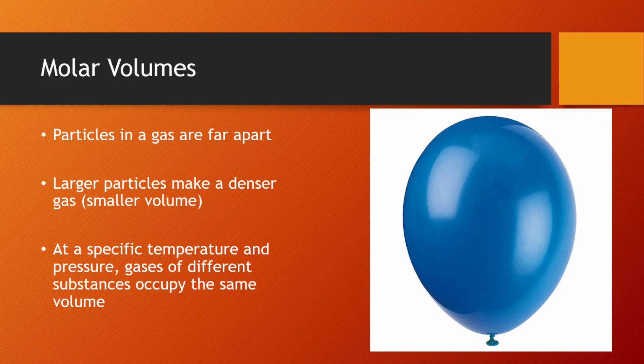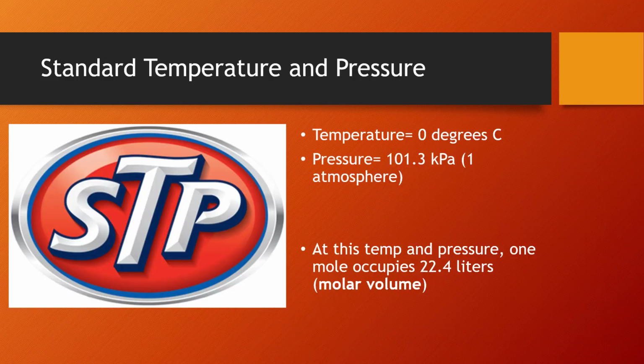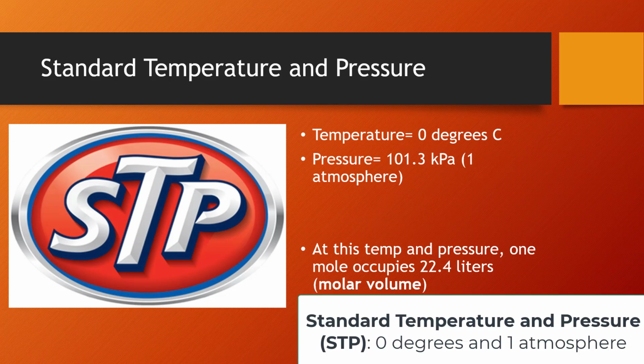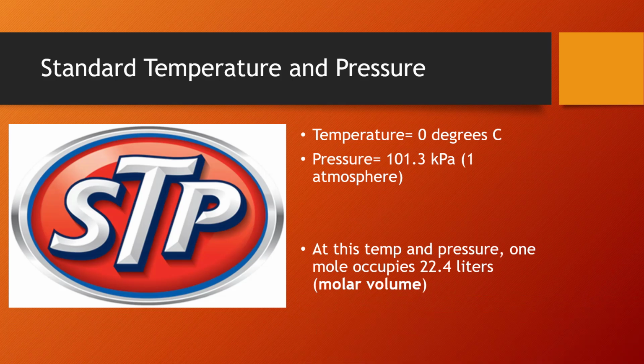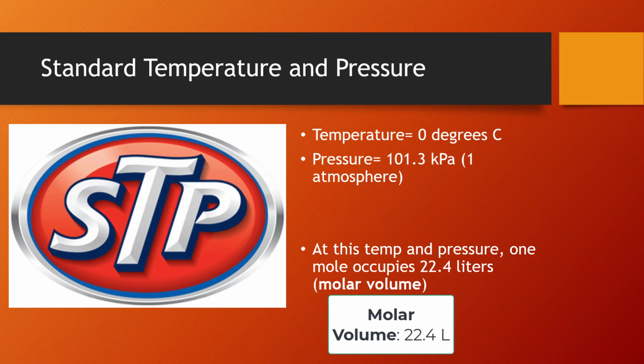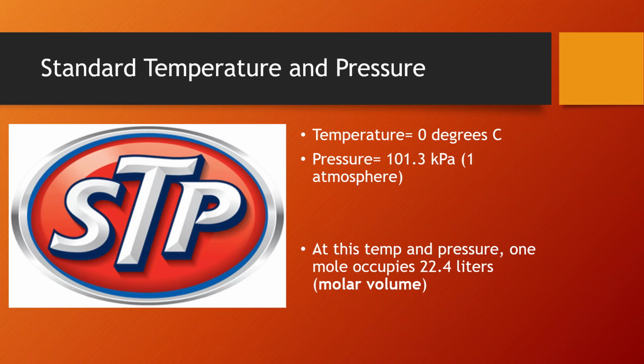So what you end up getting is, at a specific temperature and pressure, the gases of different substances will occupy the same volume if there's the same amount of molecules. So here's your standard temperature and pressure. Temperature, 0 degrees Celsius. Why? Because that's easy to measure. That's pretty standard, just set it at 0. Pressure, set it at 1. That's 1 atmosphere, or 101.3 kilopascals. So if you set things to 0 and 1, then at this temperature and pressure, 1 mole of any gas is going to occupy 22.4 liters, and it's going to weigh the molar mass of that gas. Well, plus the balloon, if you have the balloon there.